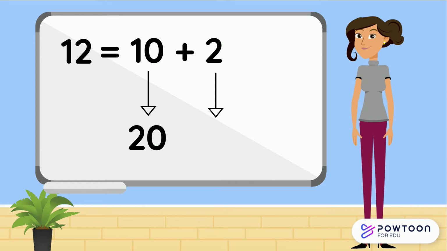Next, we can double the 2. Double 2 is 4. We can write that under the second arrow. Now we can just add those two numbers together. 20 plus 4 equals 24. Isn't that a whole lot easier?